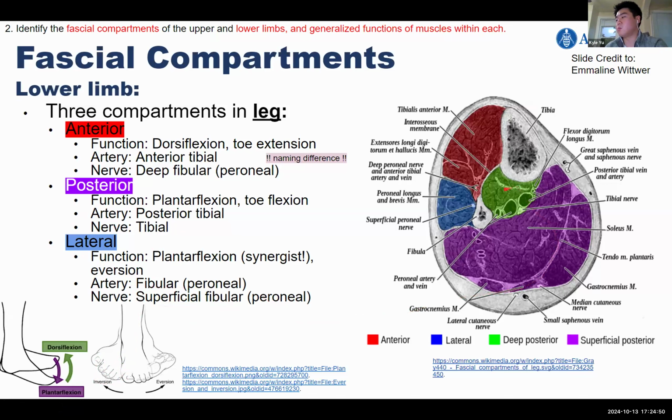And I guess one more thing to note, this image has a distinction between the deep and superficial posterior compartments. And for the intent of this presentation, I've just kind of combined those as one.